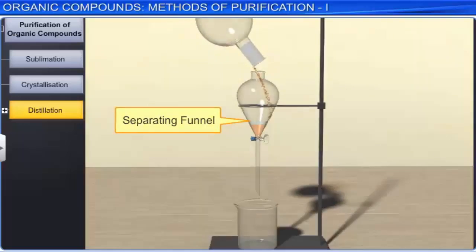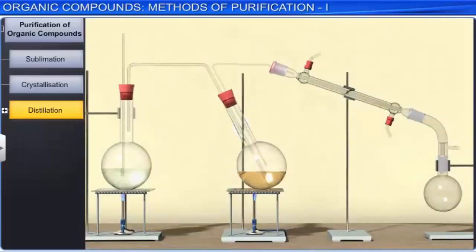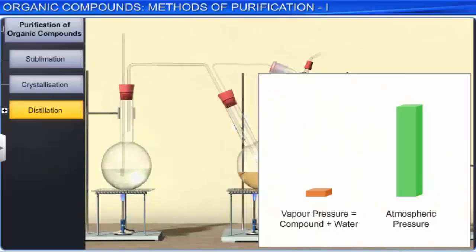In steam distillation, the liquid boils when the sum of the vapor pressures due to the organic liquid and due to water becomes equal to the atmospheric pressure. Since the vapor pressure of organic liquid is lower than the atmospheric pressure, the organic liquid vaporizes at lower temperature than its boiling point.